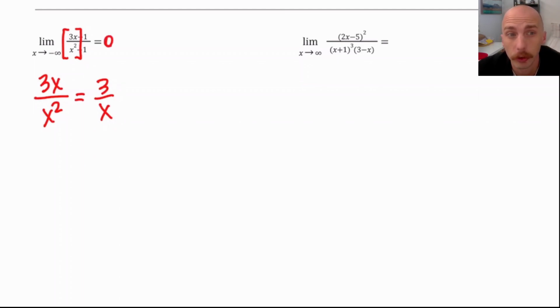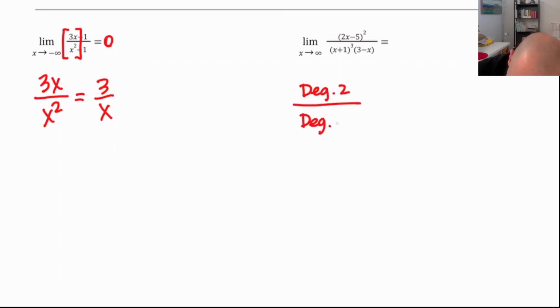On the right it's the same story, because it's degree 2 on top and degree 4 on bottom. So I'm actually just going to write degree 2 over degree 4, and that limit is going to be 0, for all the reasons that we've discussed already.